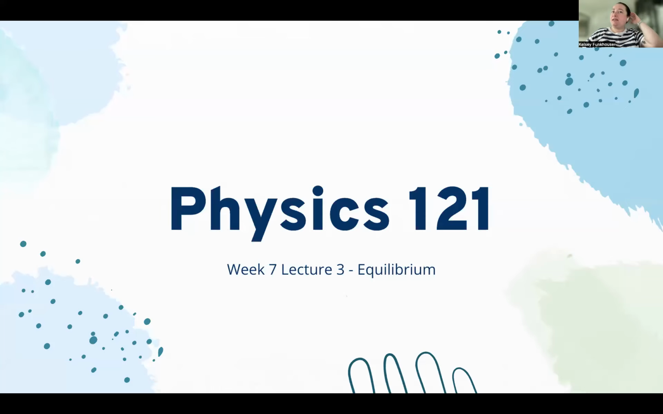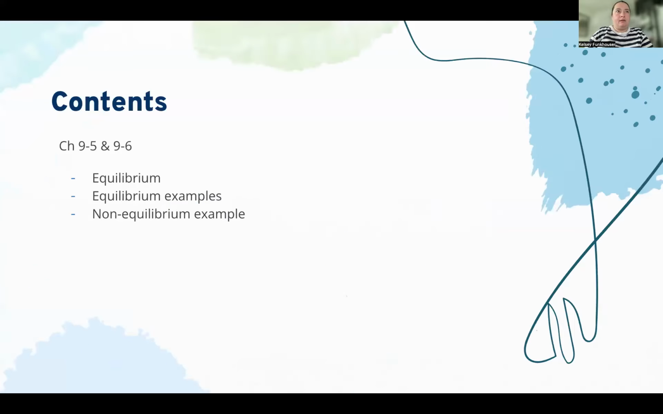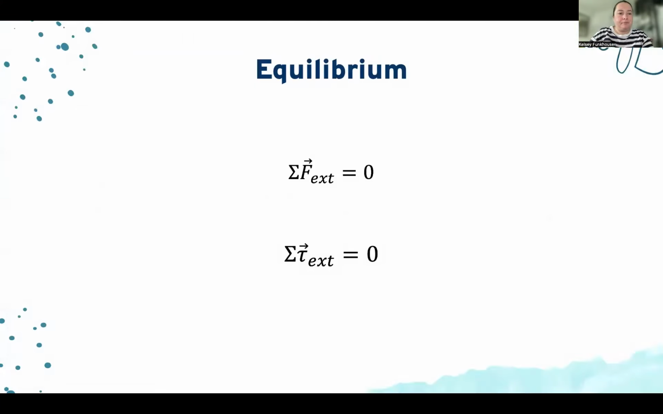This is week 7, lecture 3, and we're talking about equilibrium. This is coming from chapter 9-5 and 9-6, and it'll be equilibrium, equilibrium examples, and then a non-equilibrium example. So equilibrium, when we have a situation of potential rotation.